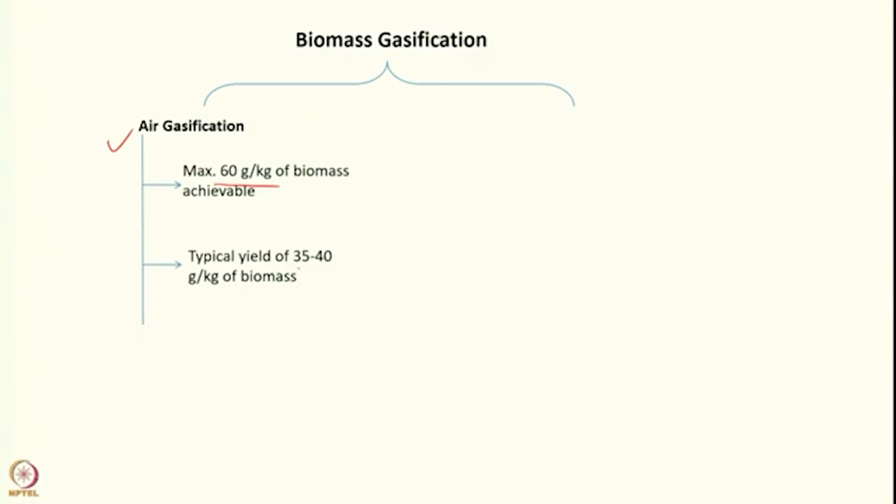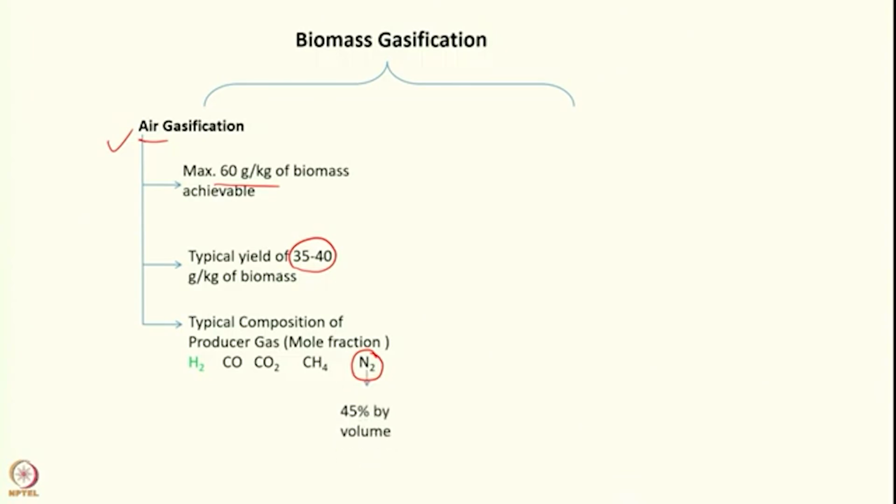Then typically only 35 to 40 grams of hydrogen per kg of biomass is achievable. Another issue is the nitrogen which comes with the air, because air is 77% nitrogen by volume. In the gas we also get around 45% nitrogen by volume, and hydrogen is limited to only around 20%.